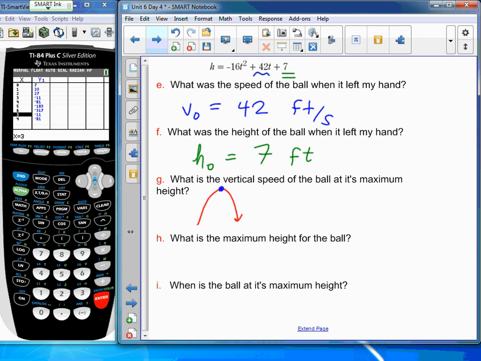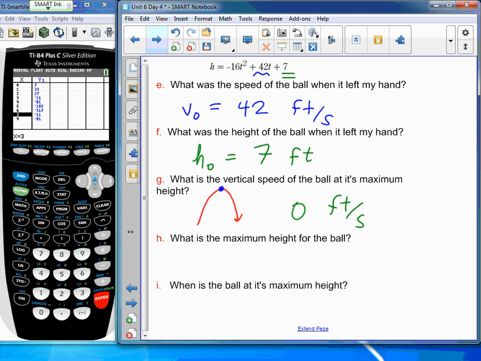And so what must its vertical speed be at the maximum height? 0. It's neither going up nor going down. Therefore, the velocity is neither positive nor negative. So at the split instant when the ball is at its maximum height, its speed is 0. It's suspended for that instant, neither traveling up nor traveling down. That's pretty cool. And again, units on speed are feet per second in this problem, because it was a -16. That's my leading coefficient, so I know we're working with feet. Therefore, speed's in feet per second.